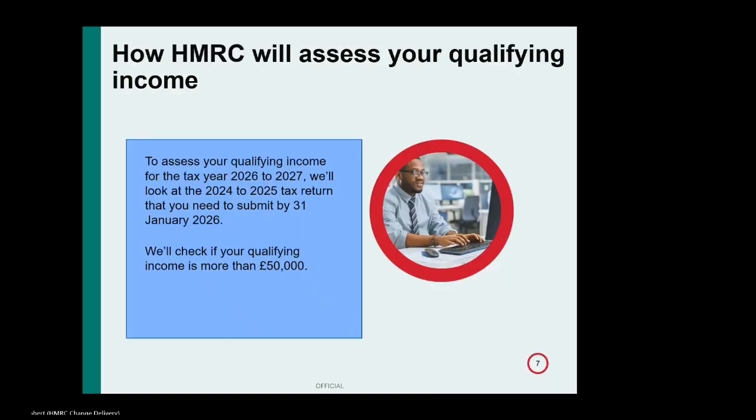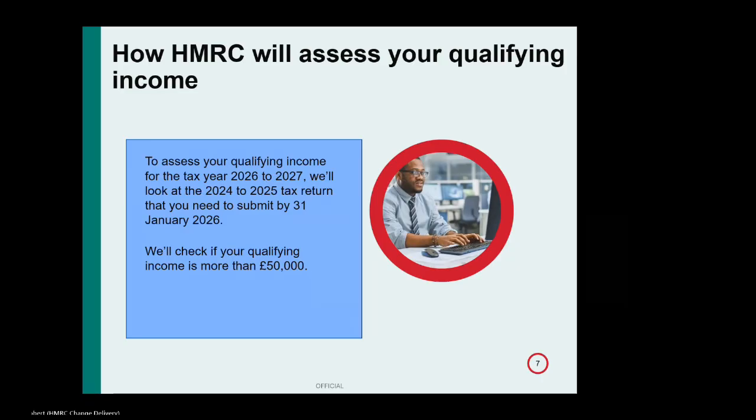So we'll now go on to cover qualifying income in more detail. This information is critical in terms of determining who will be required to use MTD and from when. To assess your qualifying income for a tax year, we'll look at the self-assessment tax return that you submitted in the previous tax year to see if you need to use MTD.